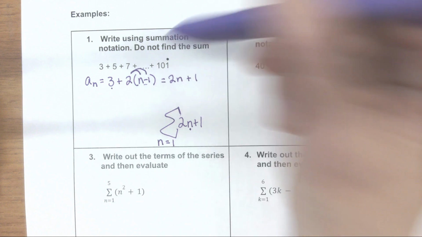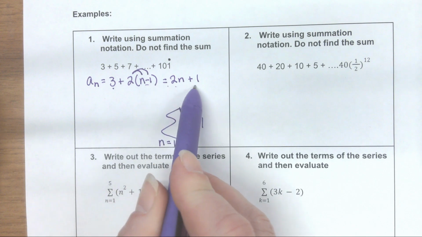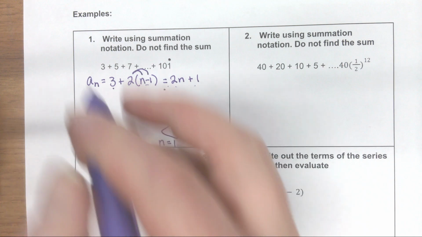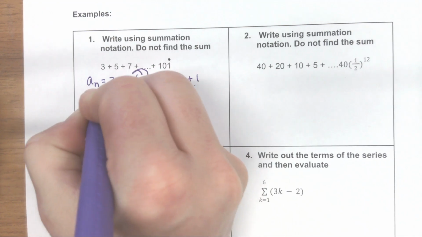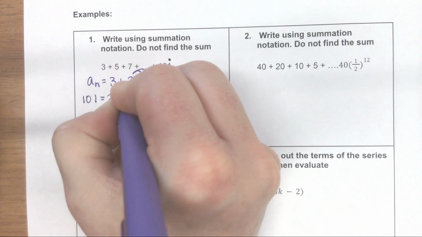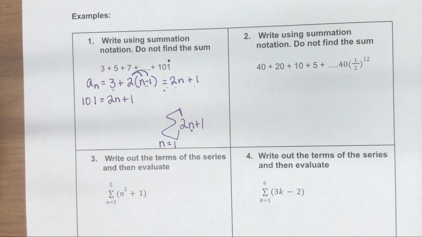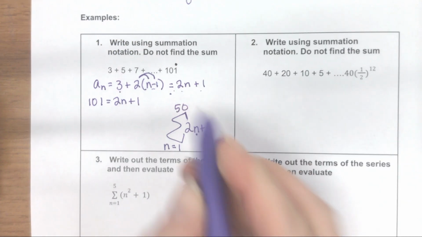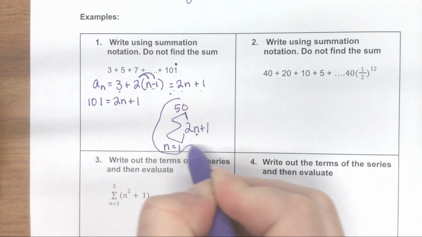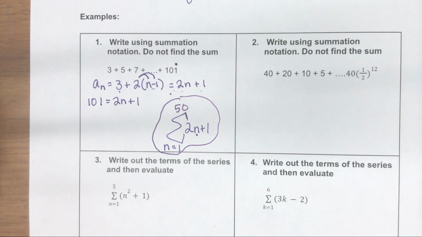Can we just set this equal to 101 and find n? Absolutely. So we're going to set 101 equal to 2n plus 1. Would you solve for me, please? Okay. And then there we have it. We've represented that series using summation notation.